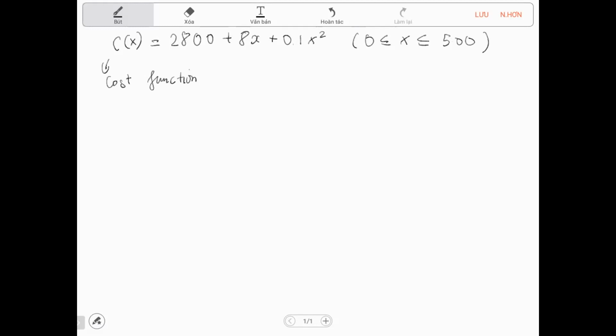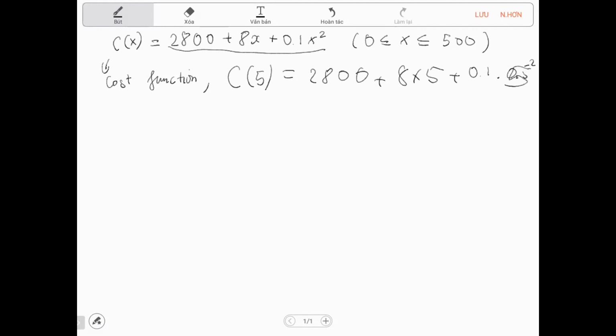Meaning that when you make x jerseys, you have to pay this amount of money. For example, if I need to make 5 jerseys, I need to make 5 things, so then what do I have to pay? 5 squared, sorry. So this amount of money is the cost, the money that the company has to pay for this, right? So this is a cost function, we have it.